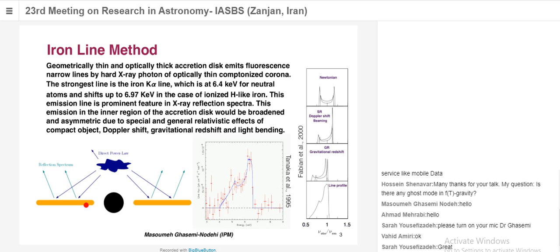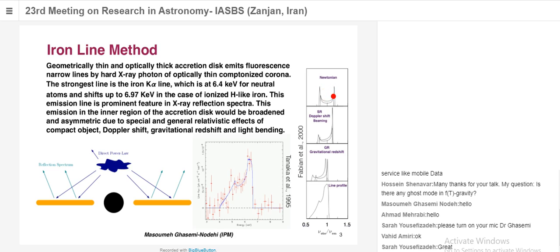This emission in the inner region of the accretion disk would be broadened and asymmetric due to the special and general relativistic effects of the compact object there. As you see in the left panel, for the Newtonian case, when the emitting matter moves with non-relativistic velocity, there is the same flux here.